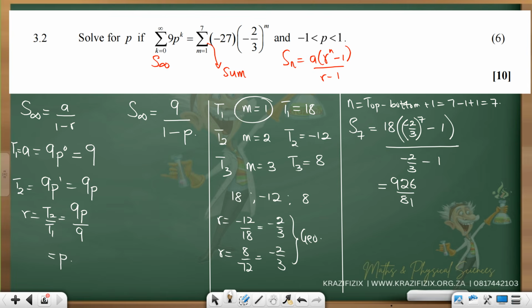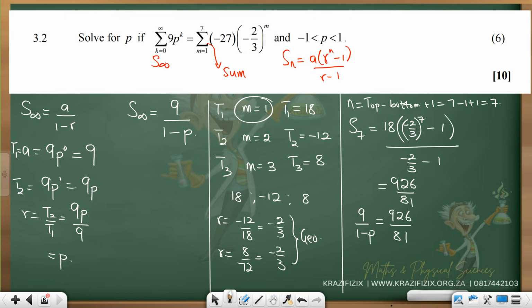So the left hand side is 9 over 1 minus p. The right hand side is that. What do I do? Equate. 9 over 1 minus p equals to what? 9 to 6 over what? 81. What do we do? We cross multiply.